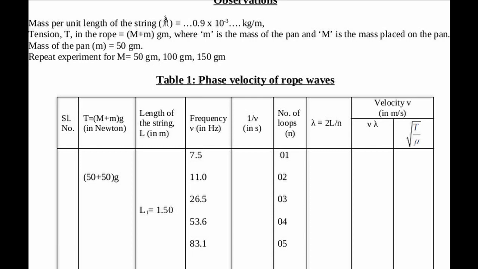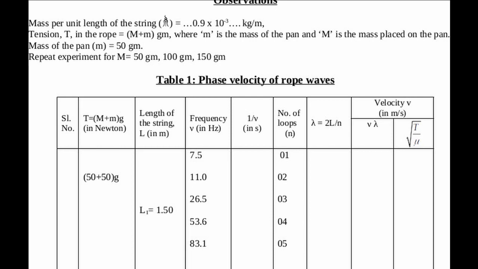And in the eighth and ninth columns, we calculate the speed of the wave on the string. In the eighth column, you have to fill in the speed calculated from your measurements of the wavelength and frequency. And in the ninth column, you have to calculate the speed of the wave as expected from theory, which is the square root of the tension divided by the mass per unit length.